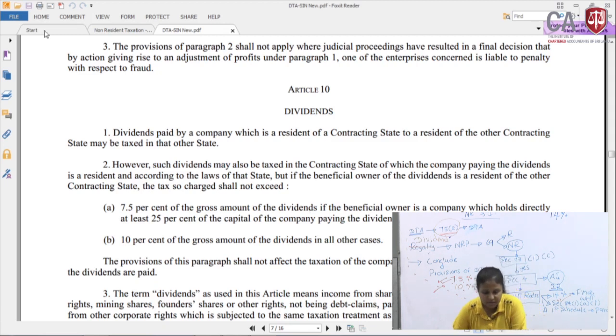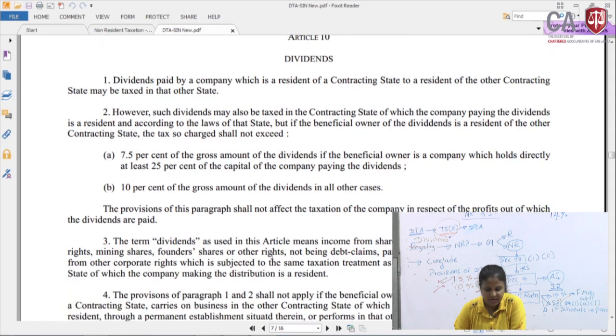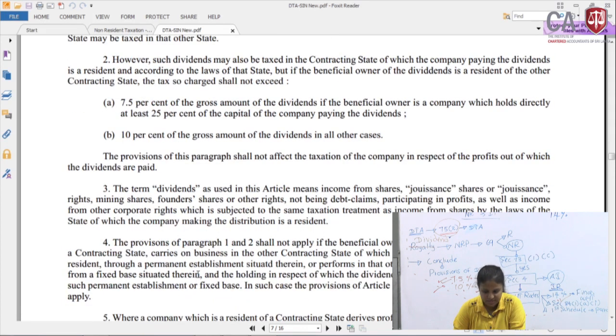Okay. Then come to this one. It's 10%, it has given, and the meaning of the dividend is given. Even under our act, dividend has been defined, a separate definition has been given in this. Please go through.